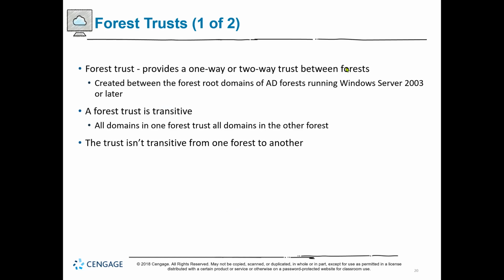All right, forest trusts. A forest trust provides a one-way or two-way trust between forests, created between the forest root domains of an AD forest running Windows Server 2003 or later. A forest trust is transitive. All domains in one forest trust all domains in other forests. Now think of that as, they're all part of the same forest, of the same root. So as long as they're in the same root, they have transitive trust. The trust isn't transitive from one forest to another.